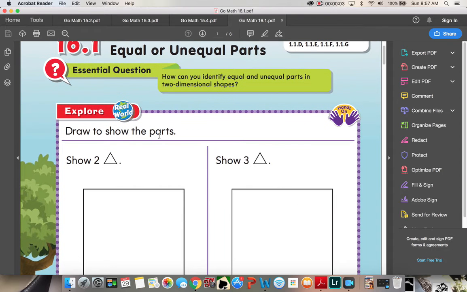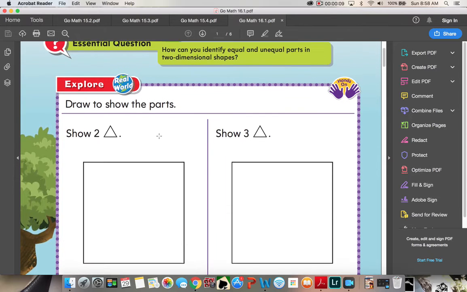16.1 equal or unequal parts. How can you identify equal and unequal parts in two-dimensional shapes? Draw to show the parts.